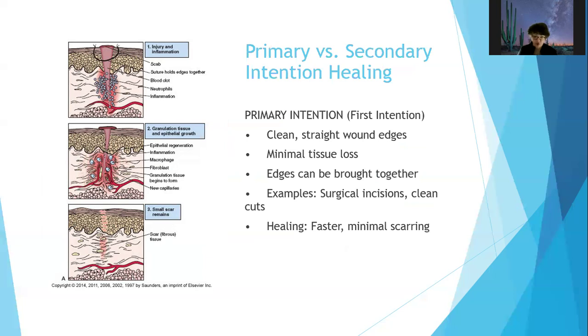So, primary intention, or first intention, sometimes called, is when you have a clean, straight wound with clean, straight edges. So think of a surgical incision. There's minimal tissue loss because they cut through with a sterile scalpel, and the edges are brought together. And a lot of times the edges are sutured together so they're held together. And so a surgical incision or a nice clean cut is going to heal faster with minimal scarring because the edges of the wound are well approximated. They're close together.